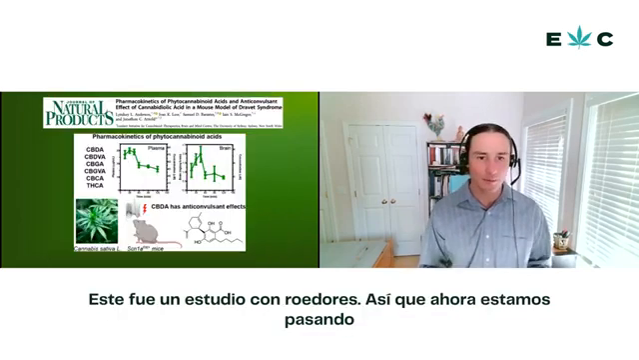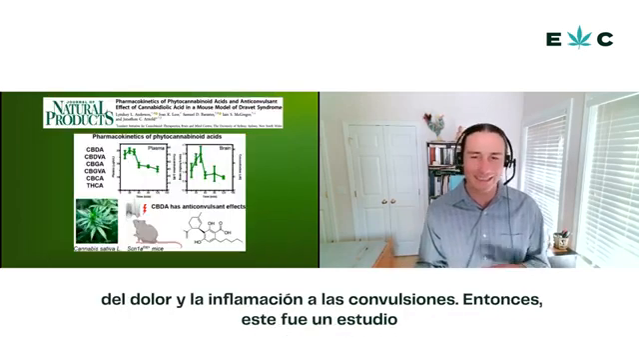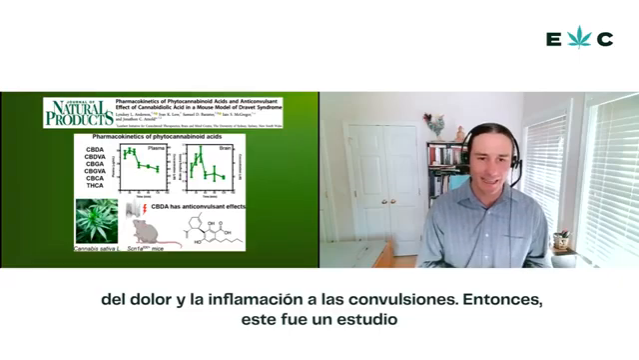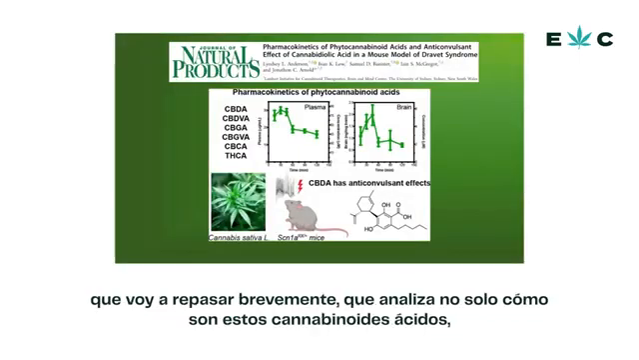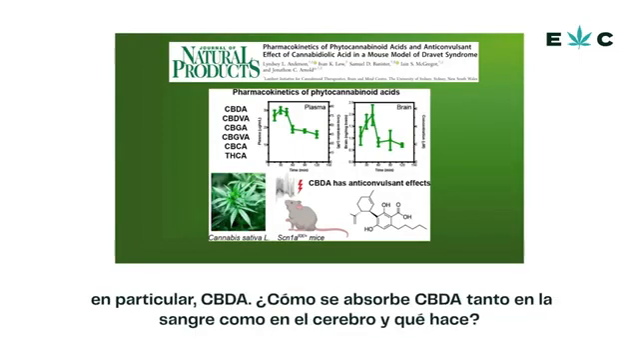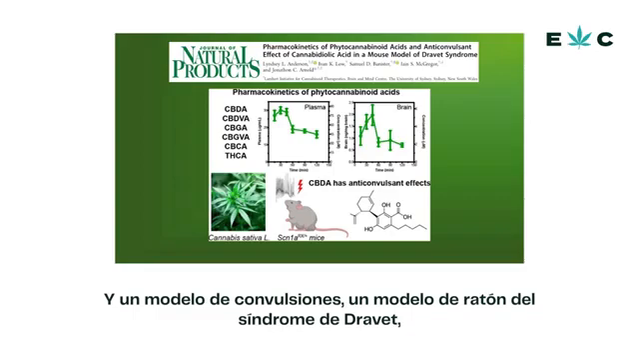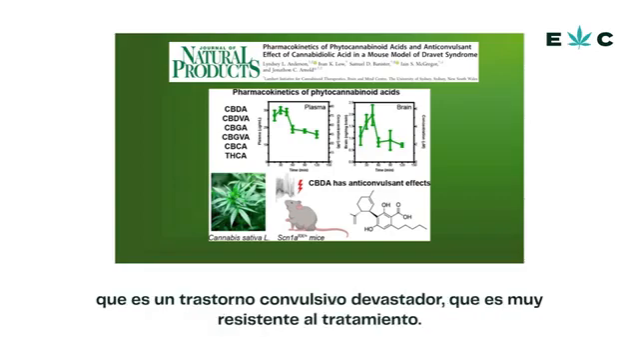This was a rodent study, so now we're moving from pain and inflammation to seizures. This was a study that I'm just going to go over briefly, that looked at not only how these acidic cannabinoids, in particular CBDA, are absorbed both into the blood and into the brain, and what it does in a seizure model, a mouse model of Dravet syndrome, which is a devastating seizure disorder that's highly resistant to treatment.